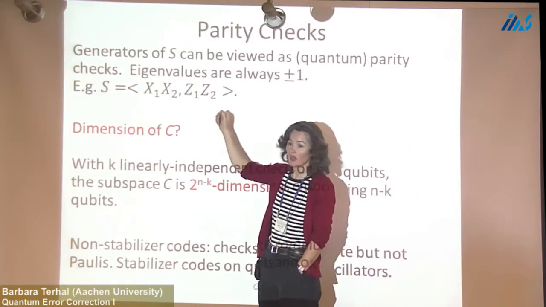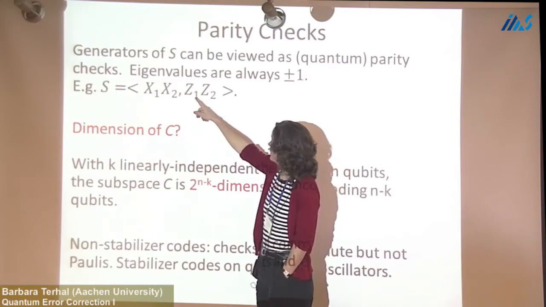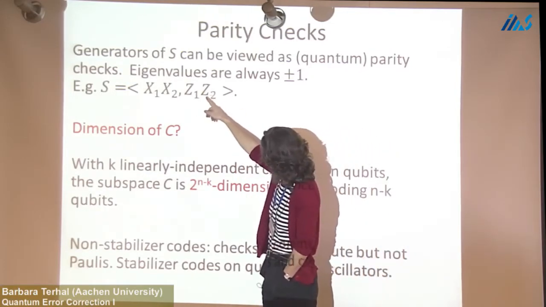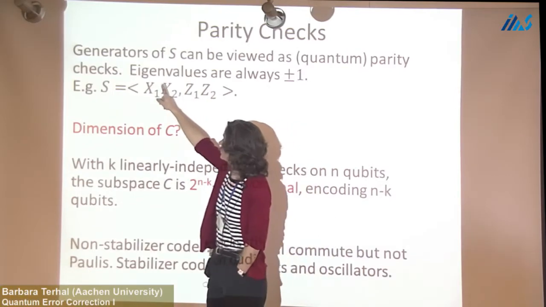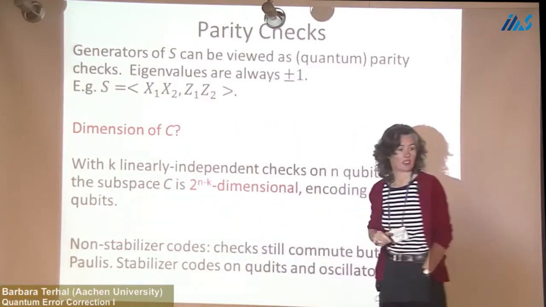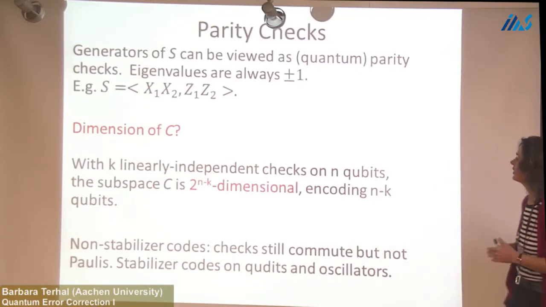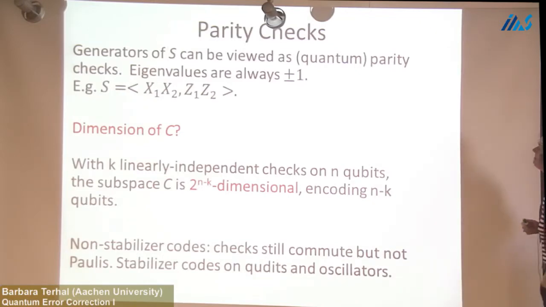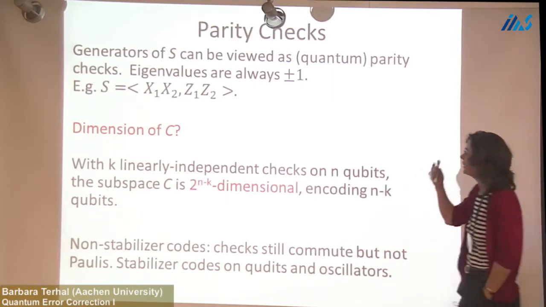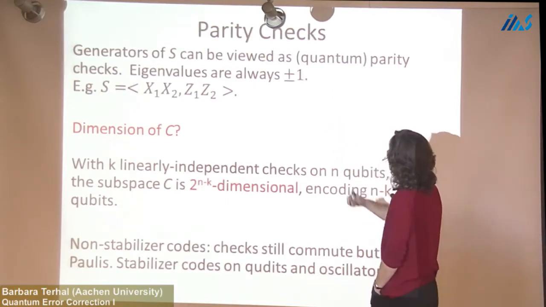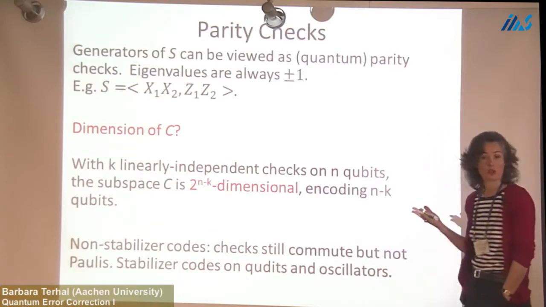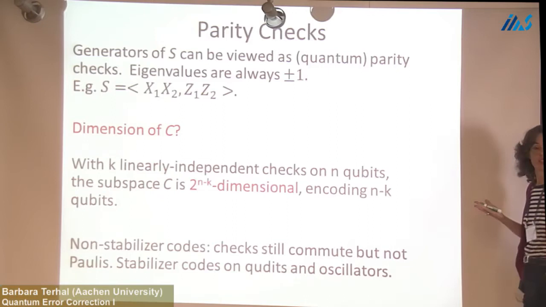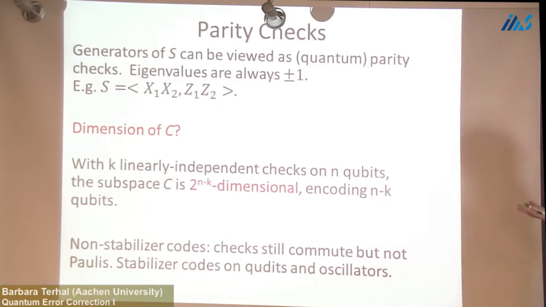So this is checking whether the parity of those two bits is the same, or the parity is 1, but we're also checking the parity in a different basis. That's quantum, that's the deviation from classical codes. Okay, so we can view these as parity checks. The eigenvalues of these elements in the Pauli group are always plus or minus 1. Now, of course, it would be nice to have a simple criterion to determine the dimension of the code.